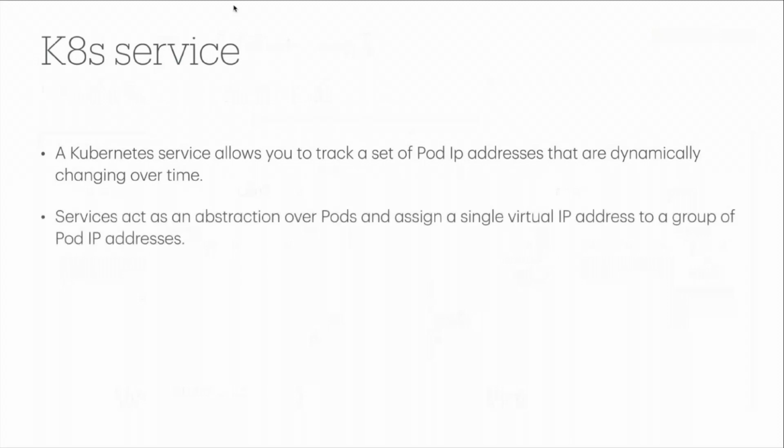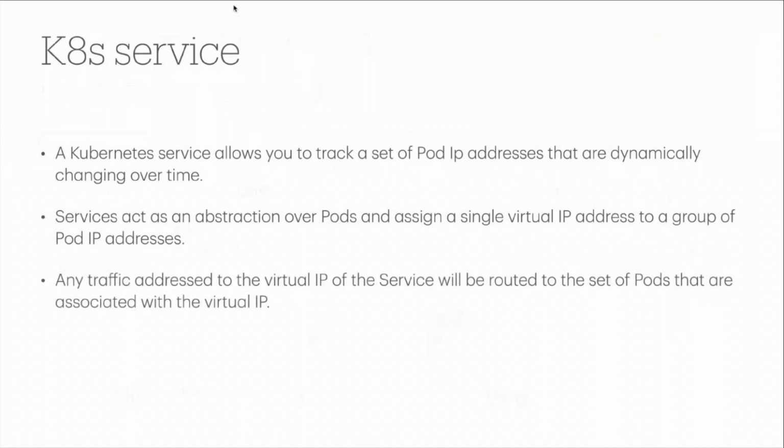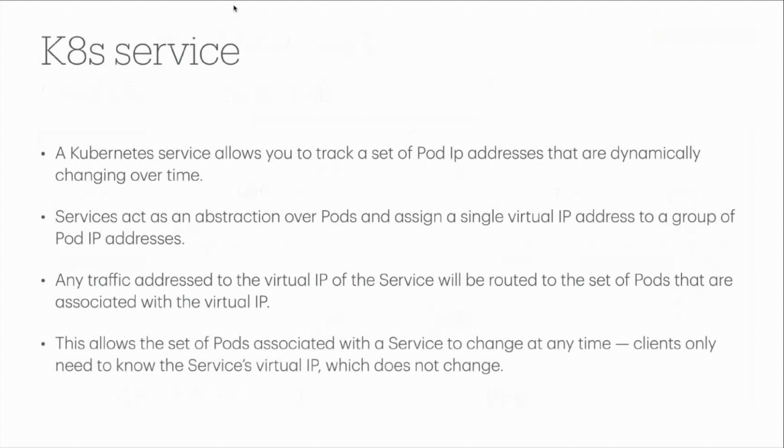Services act as an abstraction over pods and assign a single virtual IP address to a group of pod IP addresses, right? Any traffic addressed to the virtual IP of the service will be routed to the set of pods that are associated with the virtual IP. This allows the set of pods associated with the service to change at any time. Clients only need to know the service's virtual IP, which does not change.